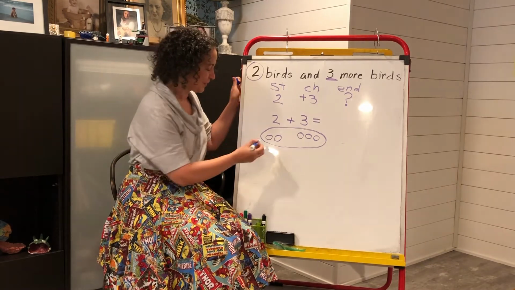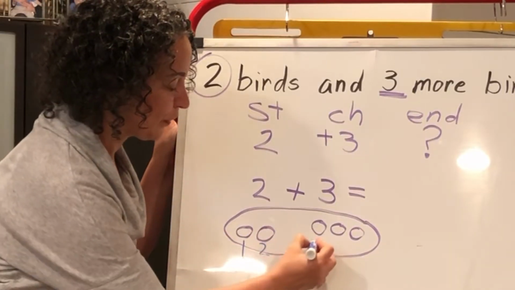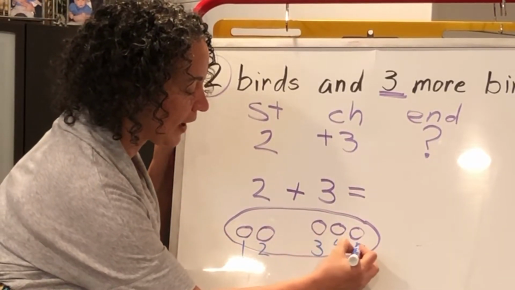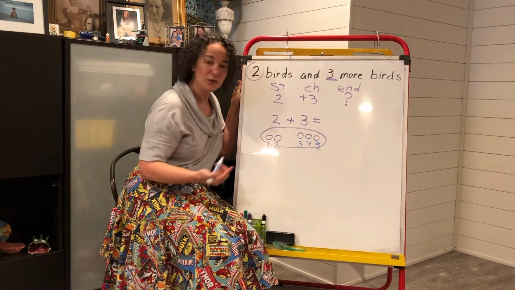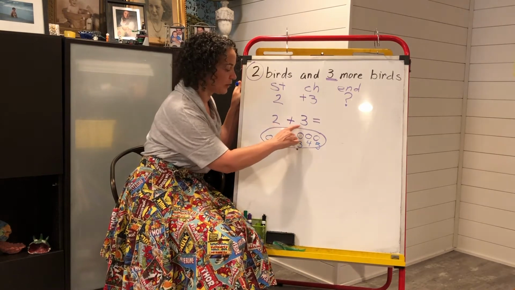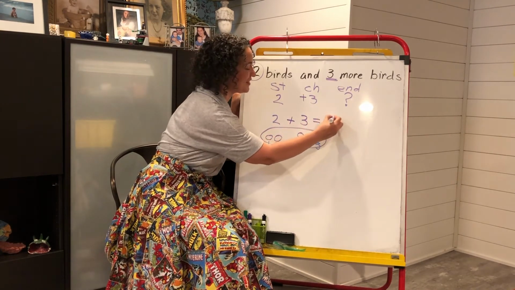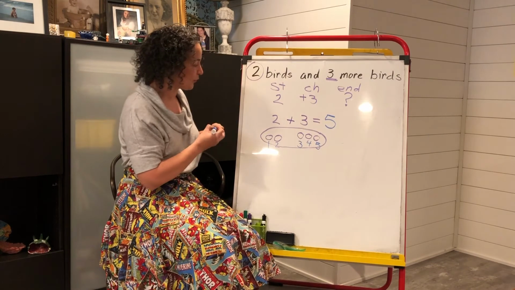Let's do it. Ready? 1, 2, 3, 4, 5. Let's count it again, my friends. 1, 2, 3, 4, 5. So tell me, what is the sum of 2 plus 3 equals? Yes, it equals 5. It equals 5.